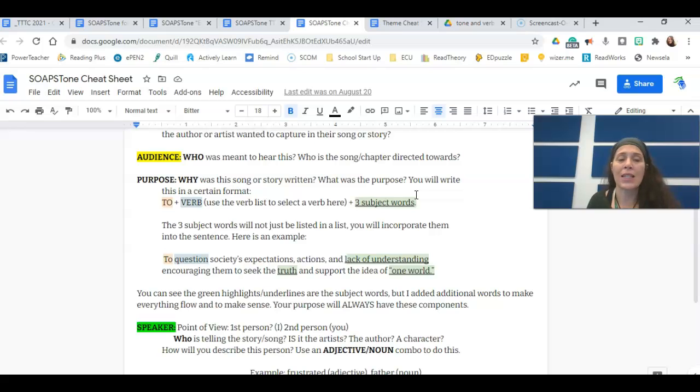Now, you won't necessarily just list the three subject words because that's really kind of elementary. What we're looking for is for you to develop something. For example, to question society's expectations, actions, and lack of understanding, encouraging them to seek the truth and support the idea of one world. That was the purpose for one of the Black Eyed Peas songs that we listened to at the beginning of the year. So you'll notice that we have to, we have the verb, and then we do have our three subject words, lack of understanding, truth, one world. But all these other words are in here to help it make sense, to develop it further, and that's what we're expecting you to do.